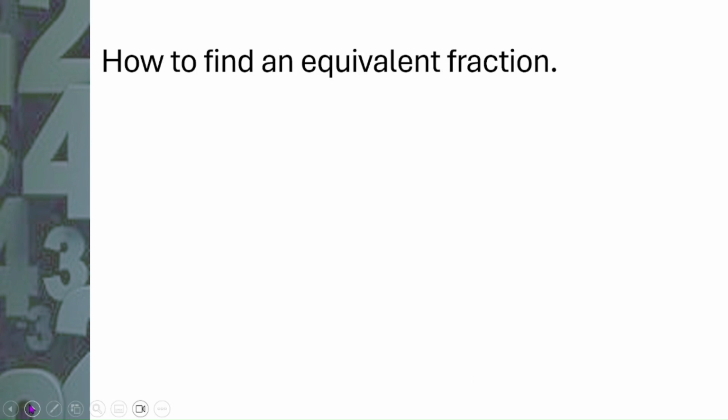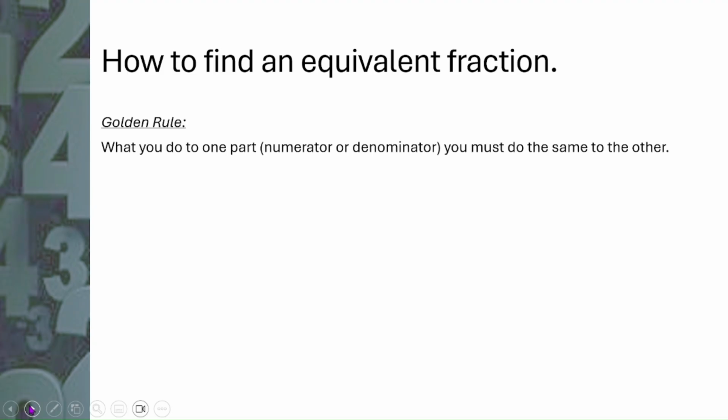How do you find an equivalent fraction? Well, we just demonstrated a little bit of this on the previous slide. One thing we did not yet discuss was the golden rule. The golden rule is simple. What you do to the top, you must do to the bottom, and vice versa. So what you do to the numerator, you must also do to the denominator, or what you do to the denominator, you must also do to the numerator.